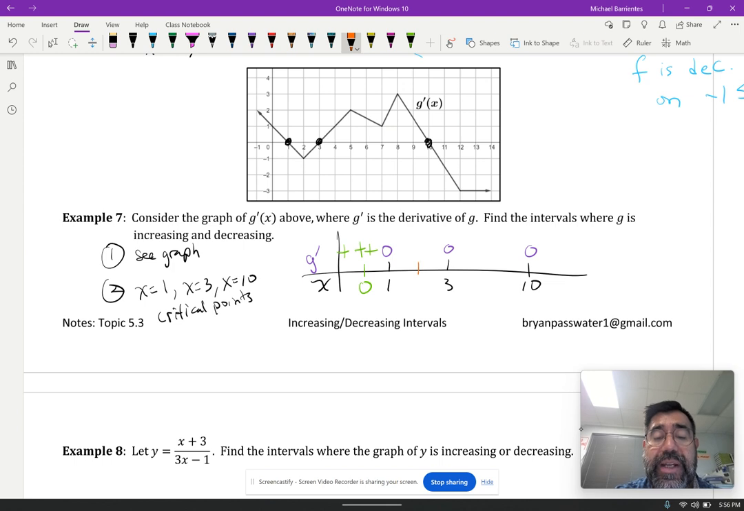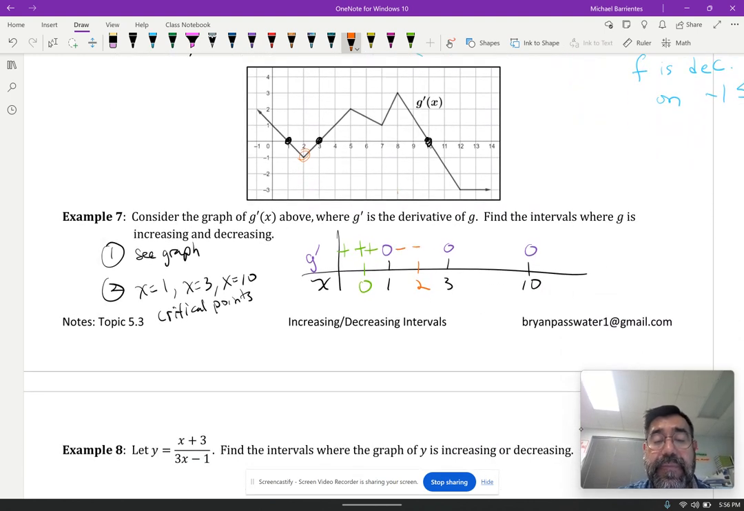Pick a point between 1 and 3, like 2. My graph is under the x-axis. It's in the negative part. So therefore, g prime is negative. Pick a point in between 3 and 10, like 5. So 5 is above the x-axis. That means my function is positive, but the function is the derivative, so that means the derivative is positive. And then pick a point to the right of 10, and that would be, I don't know, like 11, and that would be in the negative part, so that means all of these are negative.